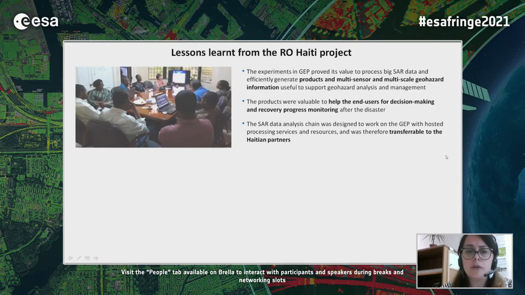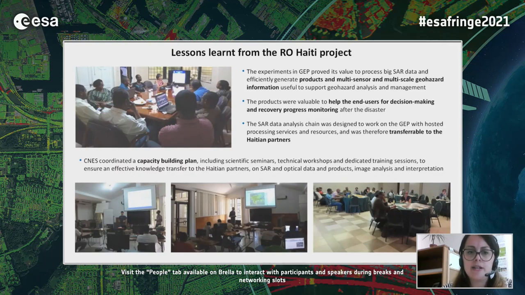One important technical point from our perspective is that the entire SAR data processing chain was designed to work on the JEP with Sentinel-1 data. And this was a key goal for us because we wanted to have a chain that was fully transferable to the Asian partners. To ensure this transfer, the French Space Agency has coordinated a very strong and huge capacity building plan, which included not only scientific and technical seminars and workshops, but also dedicated training sessions and internships, one-to-one sessions that allowed us to ensure an effective transfer of the technical skills and knowledge to the Asian partners for them to use more and more SAR and optical data and derived products in their daily activities.